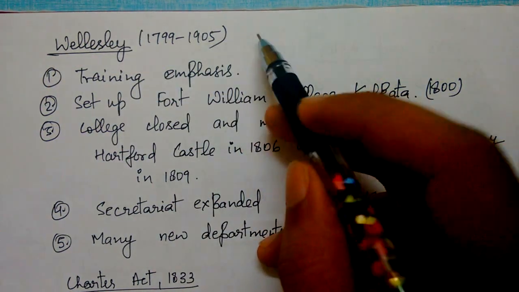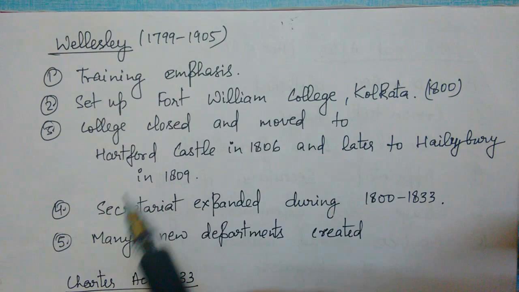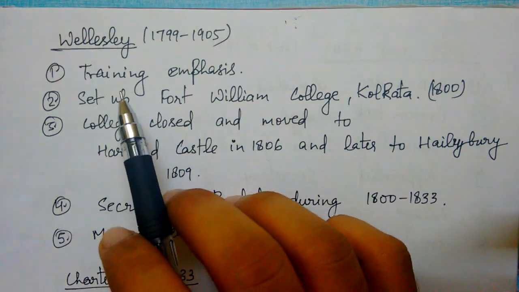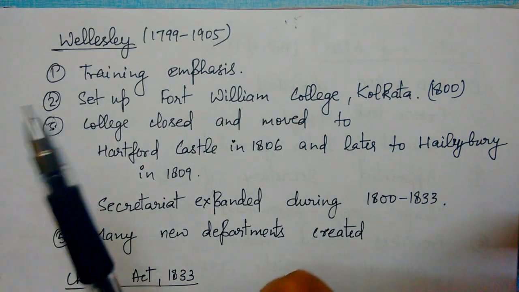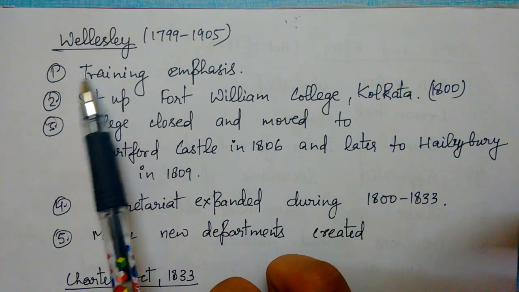Friends, this is video 13, 14, 15, I think 15 for public administration paper 2, and we are going to continue our discussion. So we have already discussed Warren Hastings and Cornwallis. Now we will see what the main features of Wellesley's rule are.